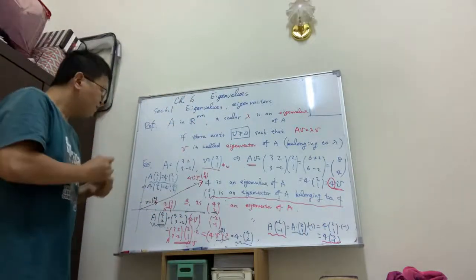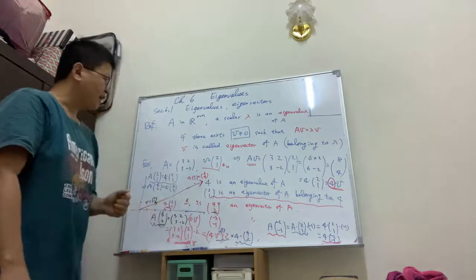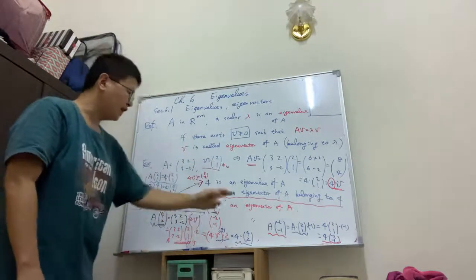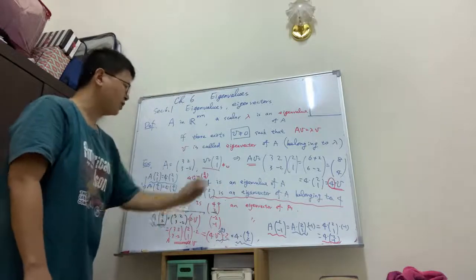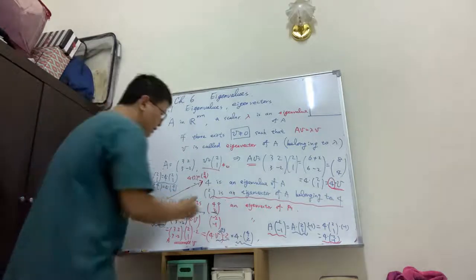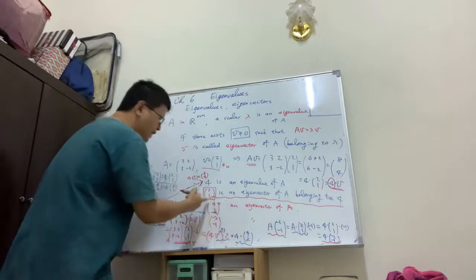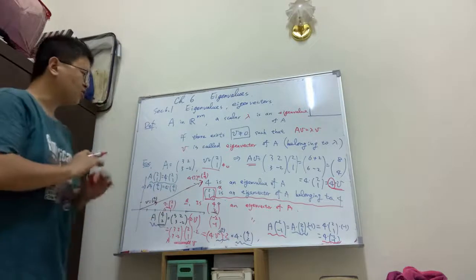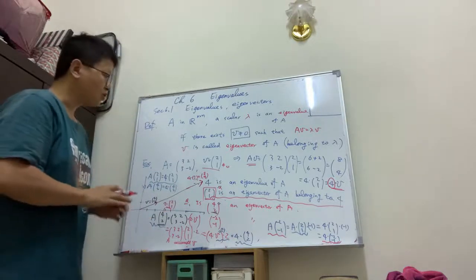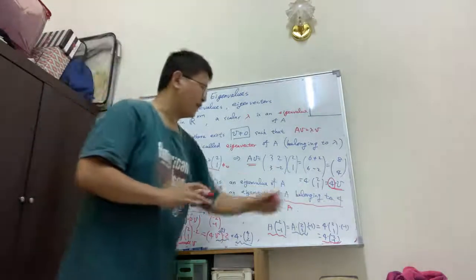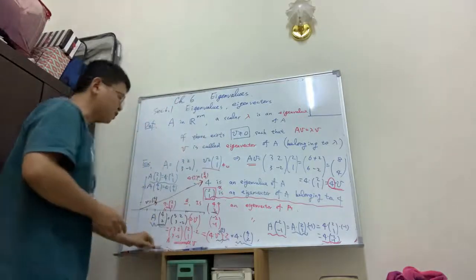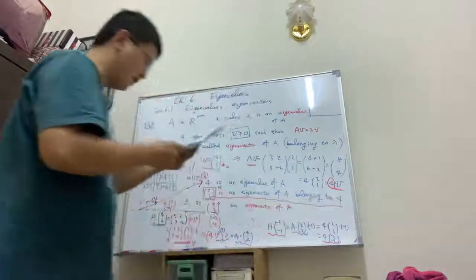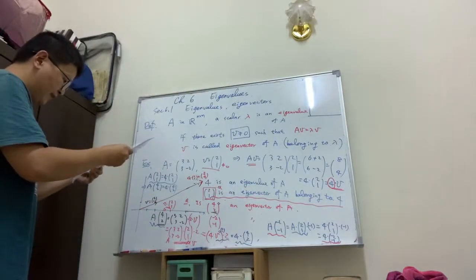Okay, so if 2, 1 is an eigenvector of A belonging to eigenvalue 4, then 4, 2 is also an eigenvector. Negative 2, negative 1 is also an eigenvector. In other words, if it's an eigenvector, once you multiply by any scalar, it's also an eigenvector of A belonging to this eigenvalue. So now we could define the eigenspace. So indeed, we could define the eigenspace.